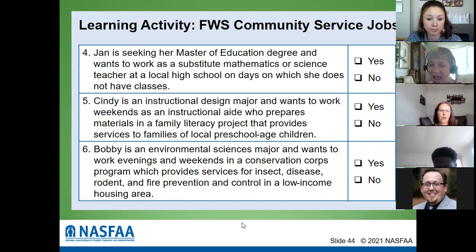Okay, a few more. Jan is seeking her Master of Education degree and wants to work as a substitute mathematics or science teacher at a local high school on days in which she does not have classes. This one is actually going to be a no, and it's because she's going to work as a substitute math teacher, and she'd be considered a regular teacher. It wouldn't be federal work study. She's going to be paid as a substitute teacher.